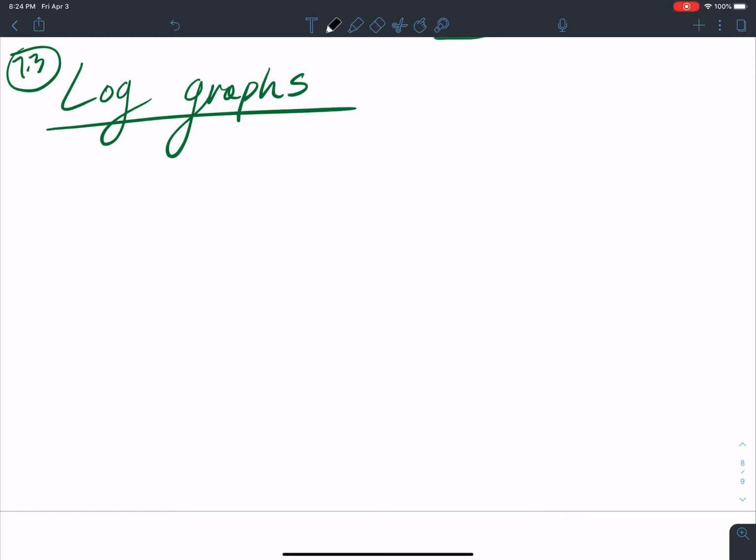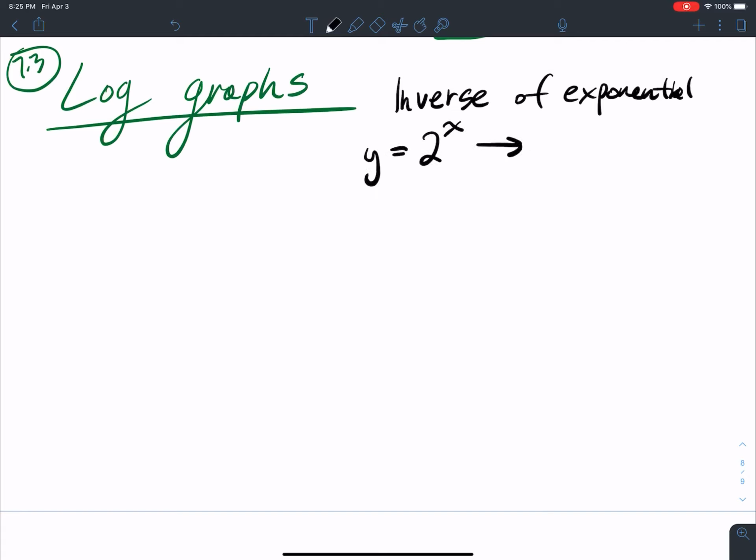So we're going to talk about log graphs. One thing that's going to help you out with graphing log functions is thinking back to the relationship between logs and exponentials. So, inverse of the exponential: if I have a graph y equals 2 to the x, the inverse of this is y equals the log base 2 of x.